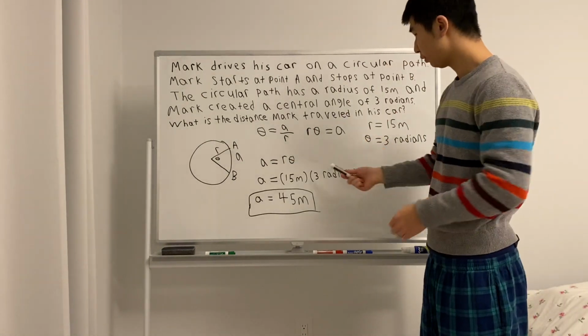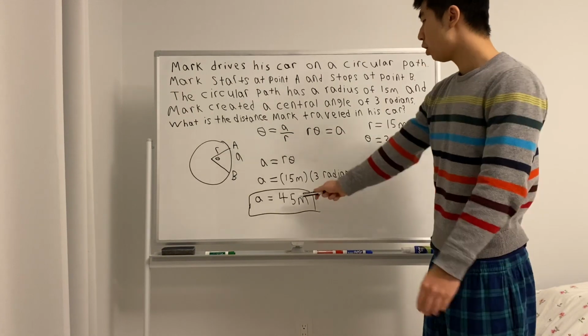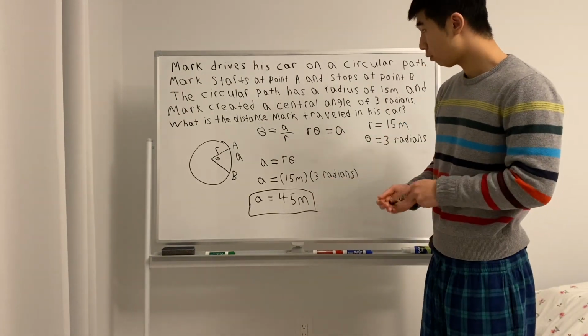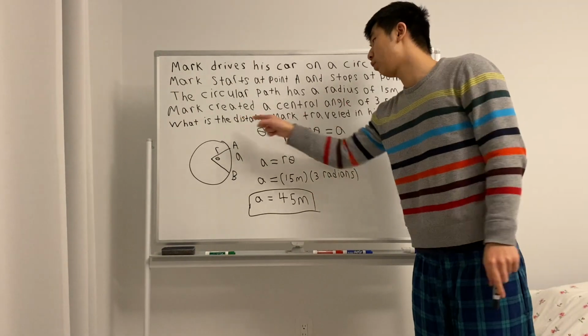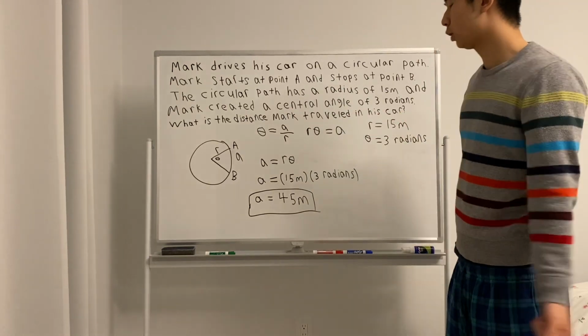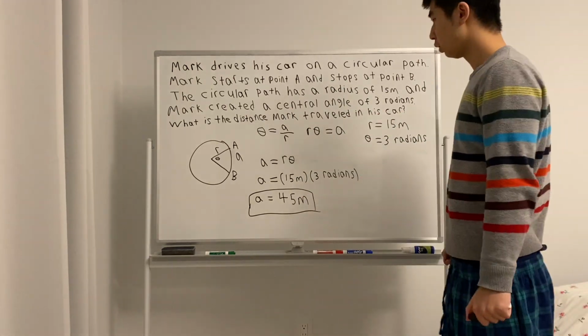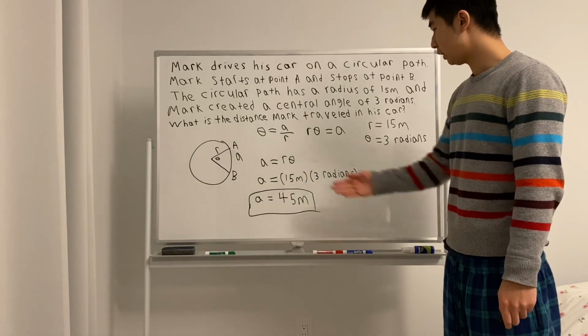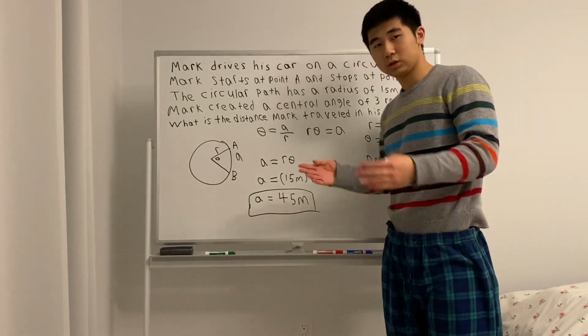When you plug your numbers into the formula, you get 45 meters. So therefore, what is the distance Mark traveled in his car? Well, Mark traveled 45 meters. That's the answer to this question, and that is the end of the video.